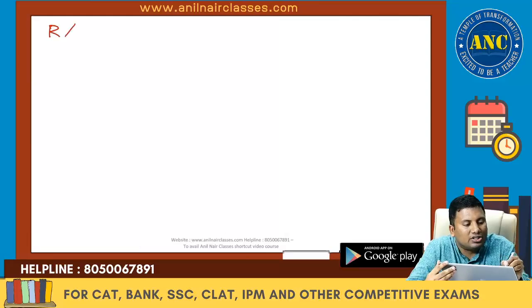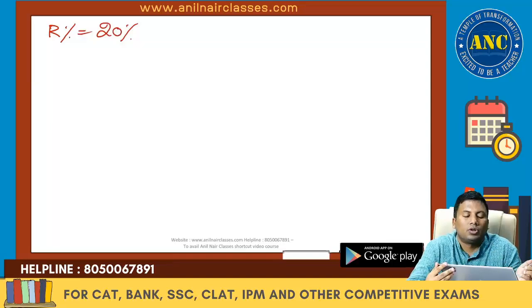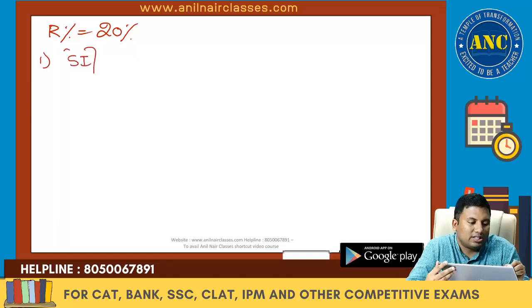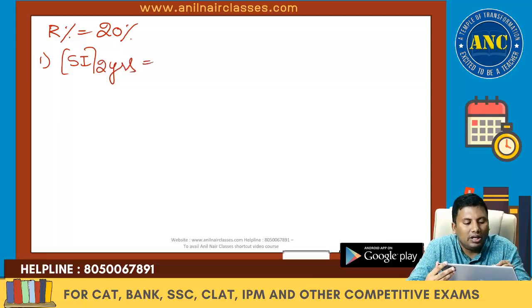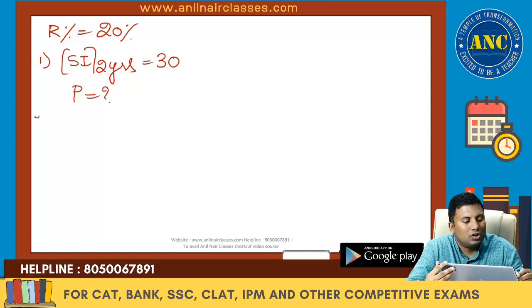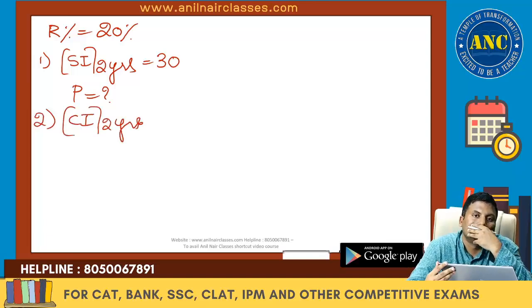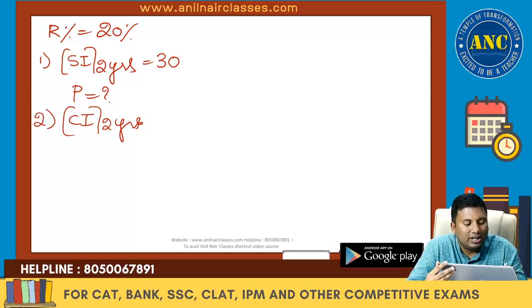Now see here. Now, first question. R percentage is 20%. First question: SI for 2 years is 30. Find the principal. CI for 2 years. It is 44. Find the principal.